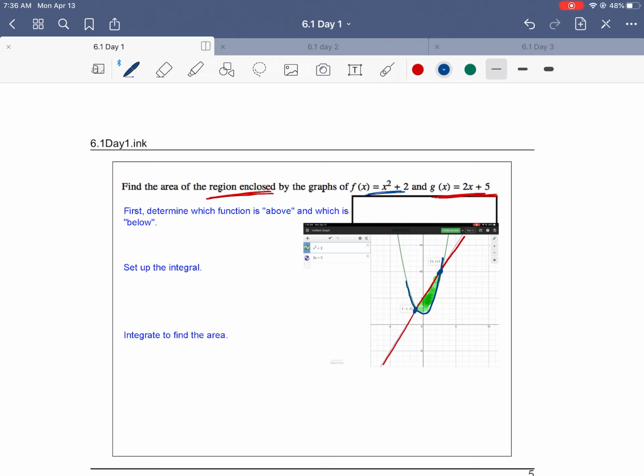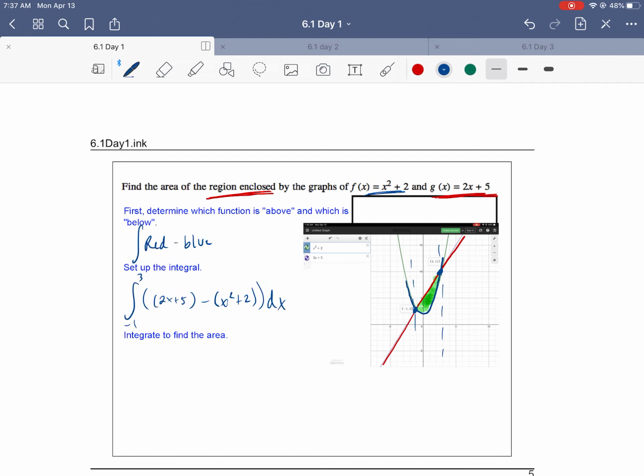So in the region that's fully enclosed, red is above blue the entire time, and therefore our integral would be quantity 2x plus 5 minus quantity x squared plus 2 dx. And our left value, in terms of the x coordinates, is -1, and our right value is 3.